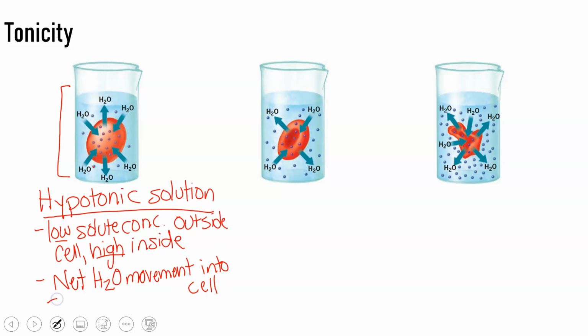And because of that, the cell swells up. All right. This does not look like a little flat donut anymore. This would look more like a kickball from school. Okay. It is big, it is round, it is inflated. On the opposite end of the spectrum, we have a hypertonic solution.